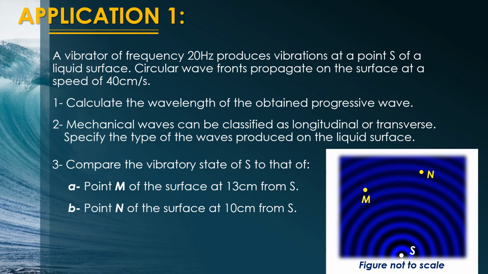Now, calculate the wavelength. Then, mechanical waves can be classified as longitudinal or transverse. Specify the type of the waves produced on the surface of this liquid. Compare the vibratory state of S to that of point M and then point N. Vibratory state is simply the comparison of the relative motion or vibration. So let's solve these parts. 1 and 2 are trivial. 3 is something new.